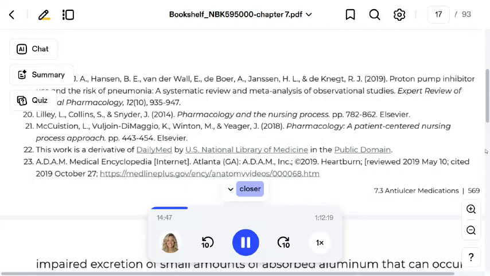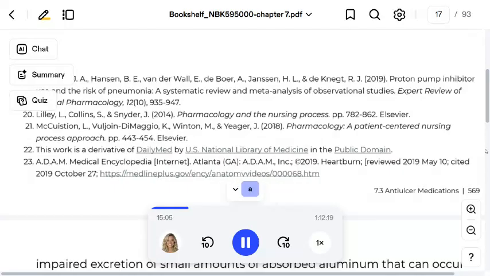Now let's take a closer look at the medication grids comparing medications used to treat hyperacidity in Table 7.3. Medication grids are intended to assist students to learn key points about each medication. Because information about medication is constantly changing, nurses should always consult evidence-based resources to review current recommendations before administering specific medication.